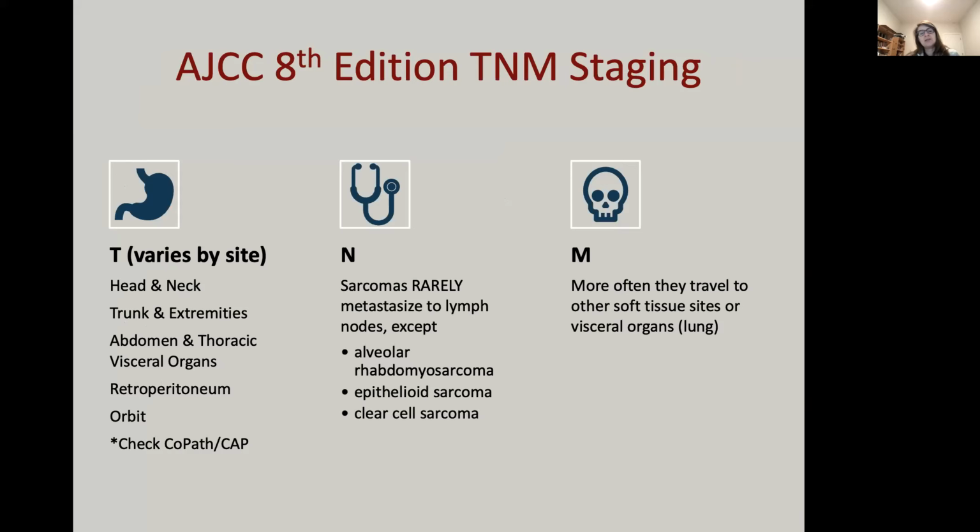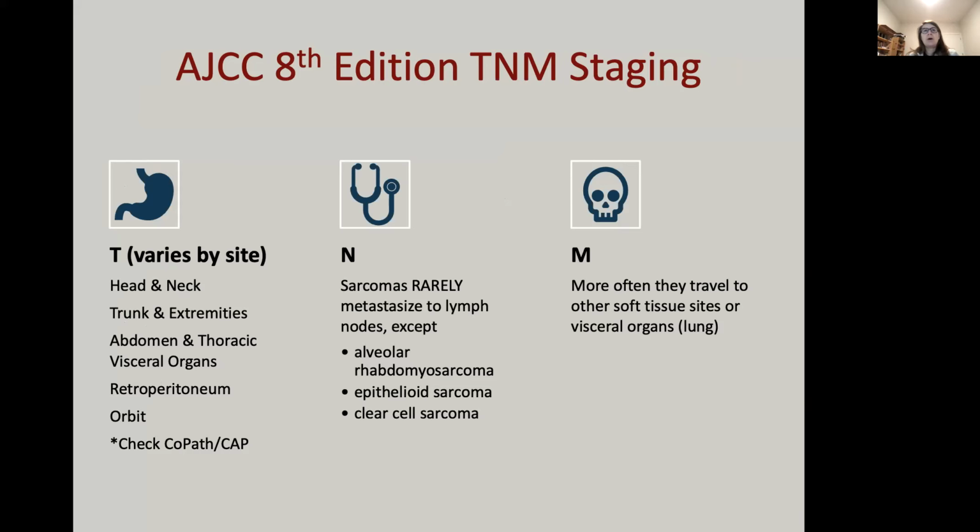The TNM staging system, which of course we will then apply to the resections: the way things are staged by T for sarcomas will vary by site. If you're in the head and neck, there's a certain T block. If you're in the trunk and extremities, the abdomen and organs, the retroperitoneum, or the orbit, all of these are different. All of these are in our CAP synoptic. So just make sure you're in the right compartment when you're doing the staging.